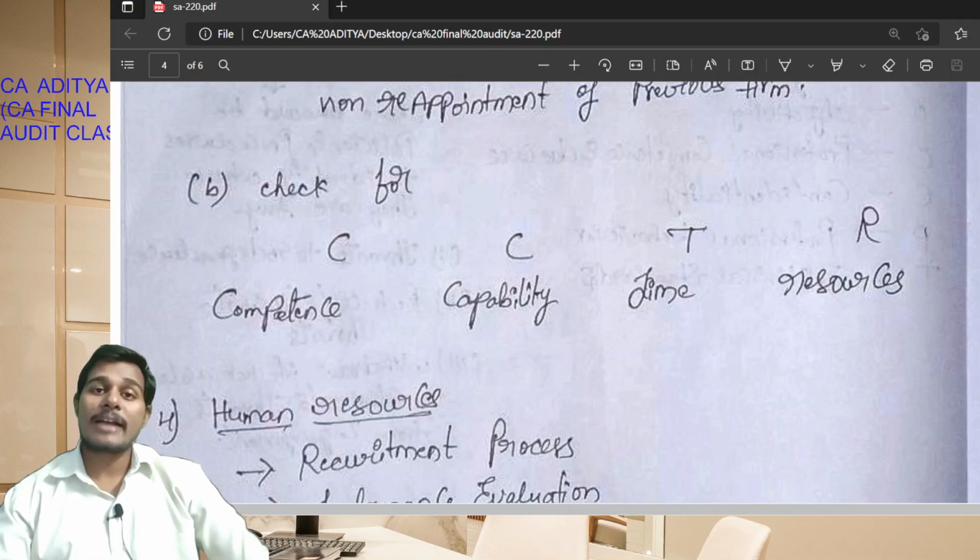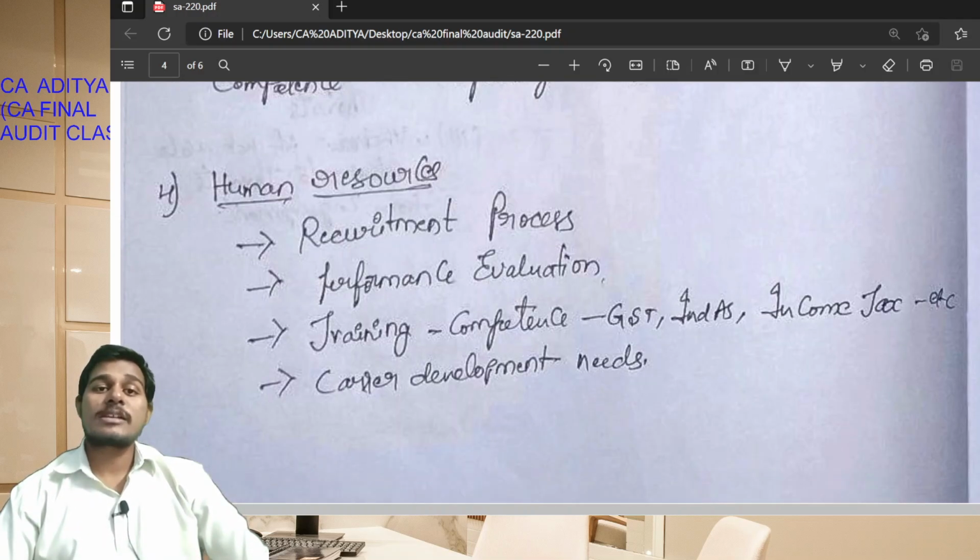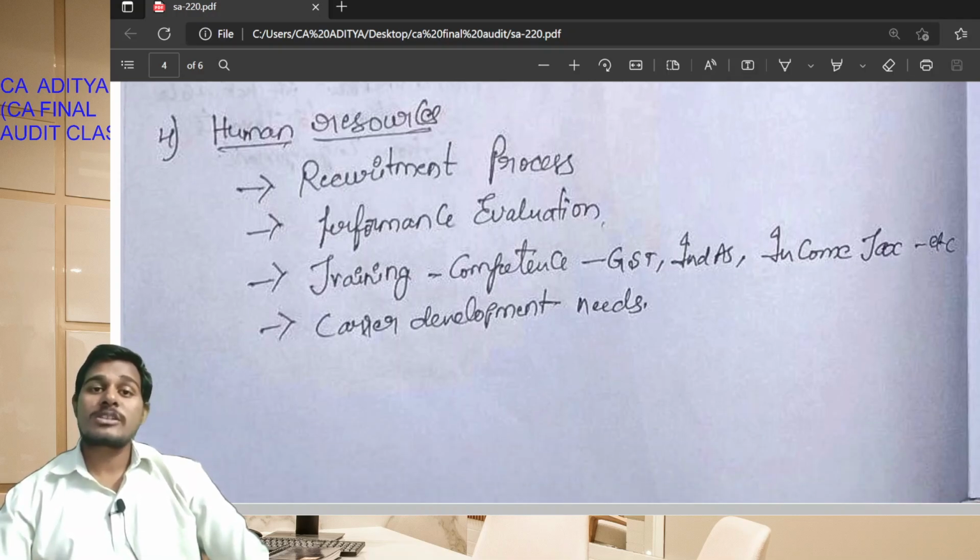So in the case of acceptance and continuance of client relationship, we should check management integrity, that is client integrity, and also check for competence, capability, time and resources. Okay students, we should also check the human resources, that is the staff within the organization, the CA employees, article students and paid assistants.